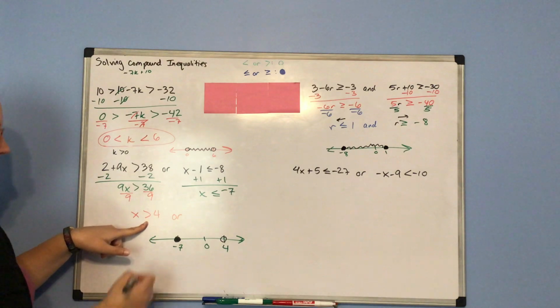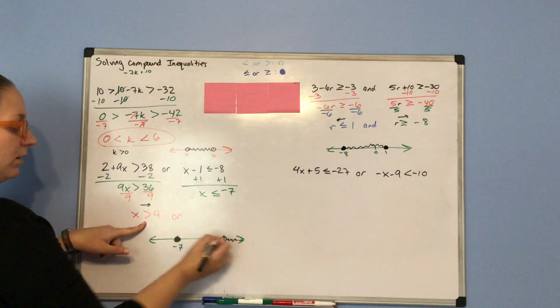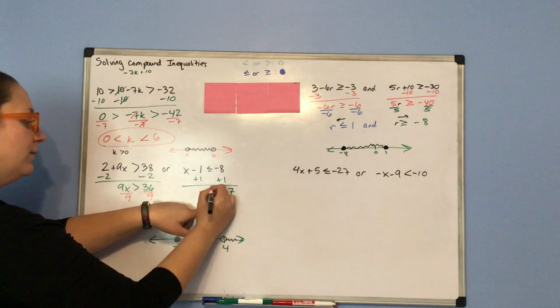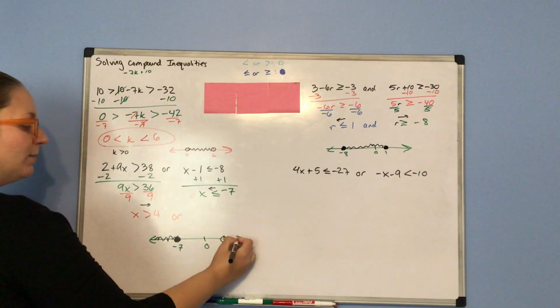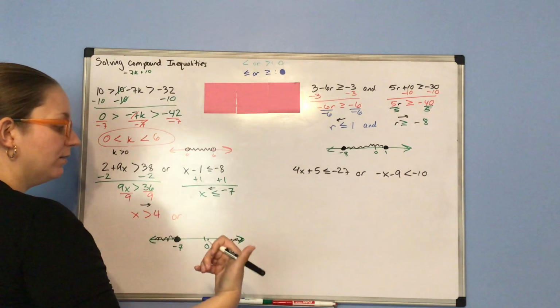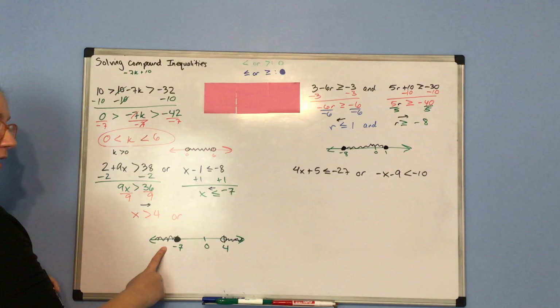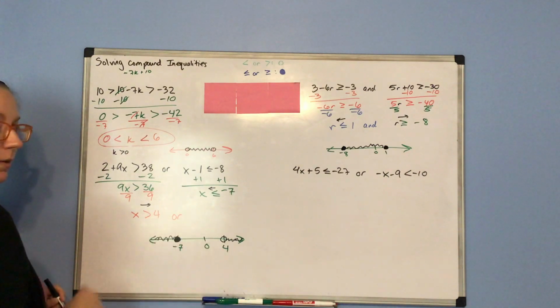Which way would I be shading here? Greater than 4 means I'm shading to the right, so I would go to the right of 4. Less than or equal to negative 7 is to the left of that number, so I'm going to go to the left of negative 7. So my final answer graph, the shading's not in the middle of the two circles, it's going in opposite directions. I'm looking for values of x that are either smaller or the same as negative 7, or values of x that are bigger than 4, and that's exactly what this graph shows.